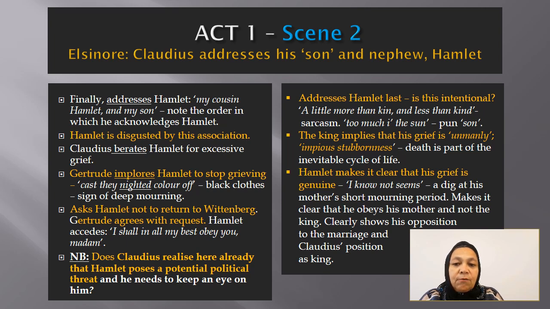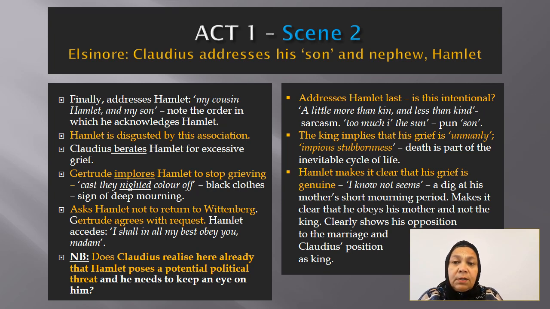Claudius berates Hamlet for excessive grief. In fact, Claudius goes as far as to imply that Hamlet's grief is unmanly and it is impious stubbornness, suggesting that death is part of the inevitable cycle of life. Claudius is pretending to be concerned about Hamlet, but he is also insulting him, implying that he is unmanly and that he disrespects God's ordinance, because his stubbornness is impious, ungodly, or disrespectful.